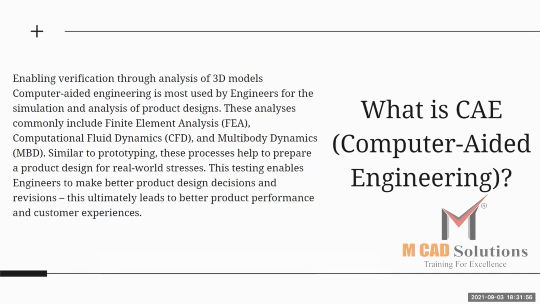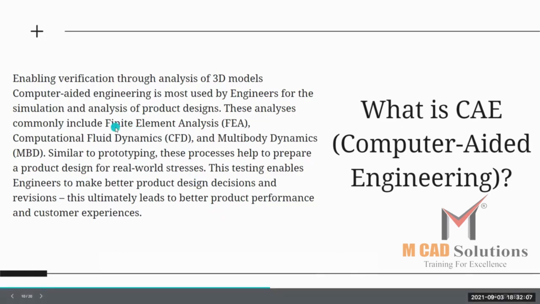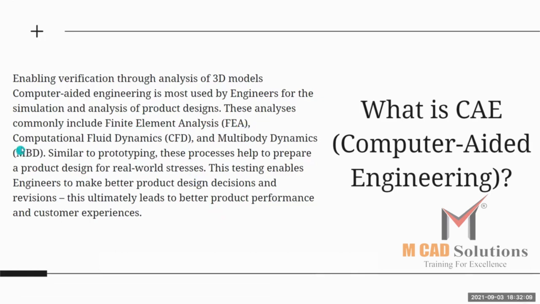It will test, it will apply the real world constraints on that particular object and try to evaluate, try to validate that part. So there are different types of validation methods: FEA, finite element analysis, computational fluid dynamics, and multi-body dynamics. These are the various validation areas, using various methods for the validation.